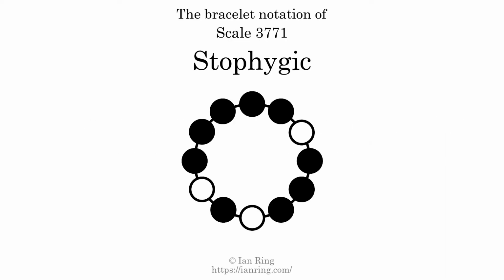This is a bracelet notation diagram of scale 3771. The shaded circles represent tones that appear in the scale, and they are read clockwise, starting at the top.